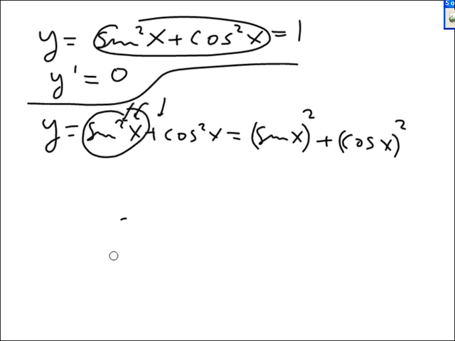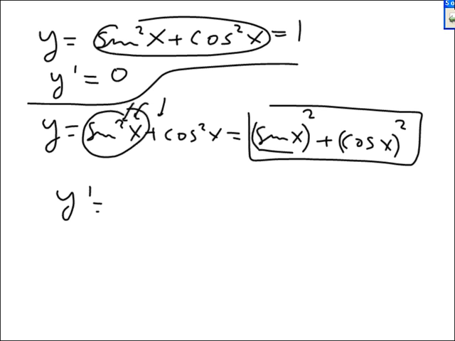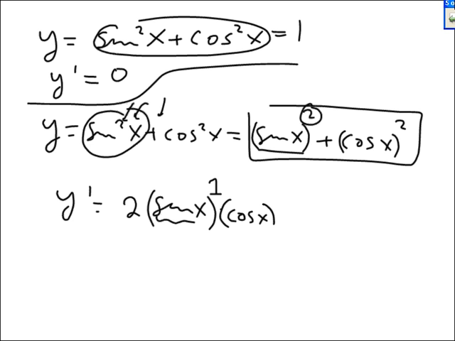Okay, so let's take the derivative of this and see what we get. Take the derivative of that. Well, you have something to a power. Keep the something the same, play the power game. That is, bring it down, make it 1 less, times the derivative of what's in there, which is cosine x.